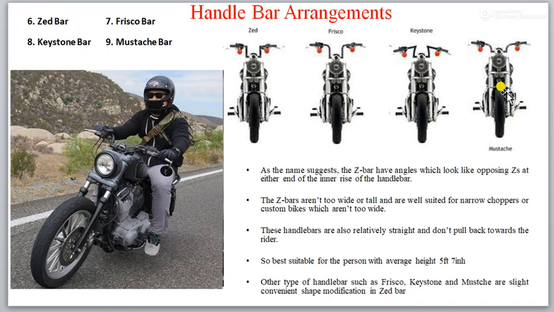So the shape is different as per the attitude of the rider, but all the four categories, that is Z, Frisco, Keystone and Mustang, have the same feature, that is low sweep and a moderate rise. Such types of handlebar are good for low width chopper vehicles.